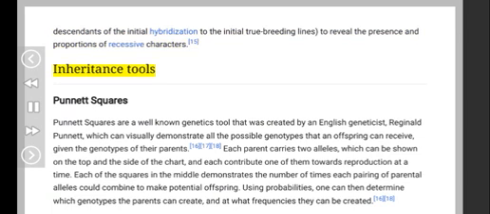15. Inheritance tools. Punnett squares. The Punnett square is a well-known genetics tool that was created by an English geneticist, Reginald Punnett, which can visually demonstrate all the possible genotypes that an offspring can receive, given the genotypes of their parents.